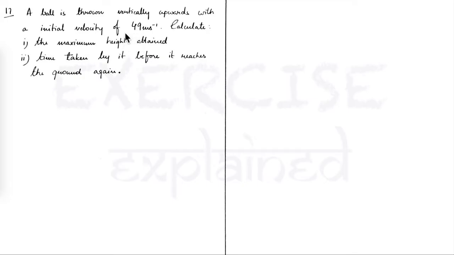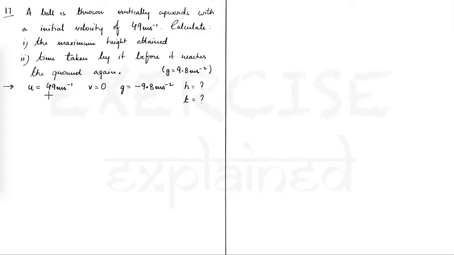Now, coming to this, initial velocity u is given as 49. Now, when anything is thrown up, as I've been telling from the first video of this series, whenever anything is thrown up, final velocity will be equal to 0. So, u is 49 meter per second, v is 0. Acceleration due to gravity, since it is going upwards, it will slow down, so it is minus 9.8 meter per second square. We need to find the height and we need to find the time.